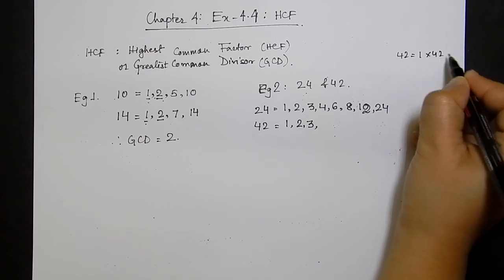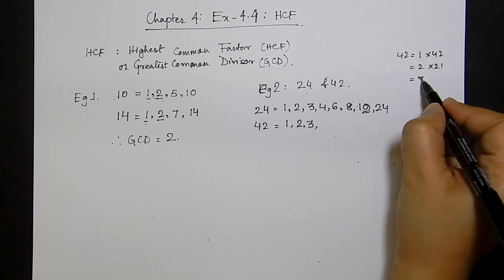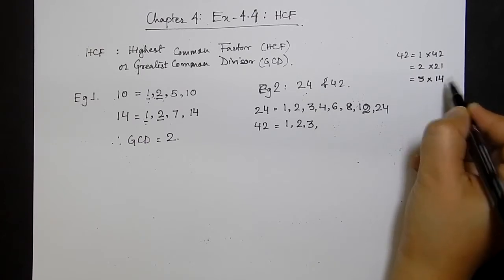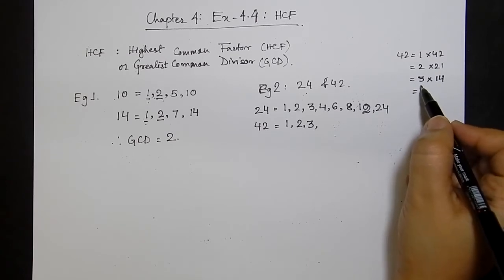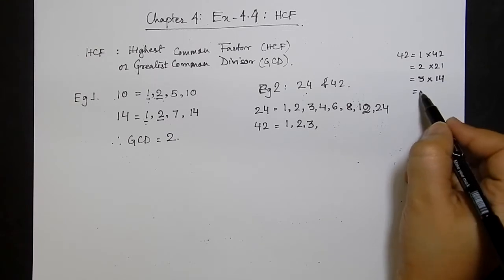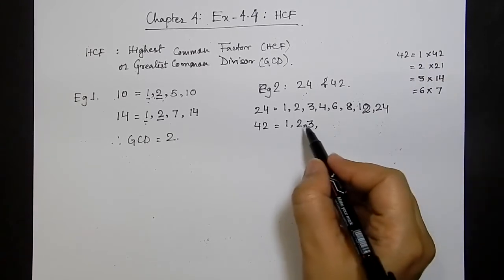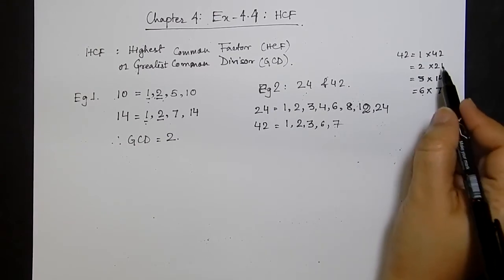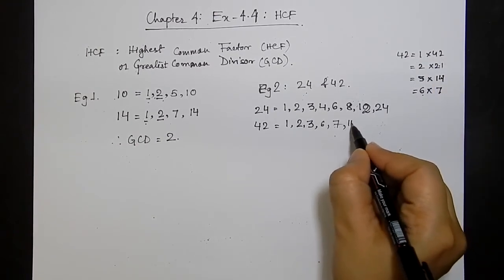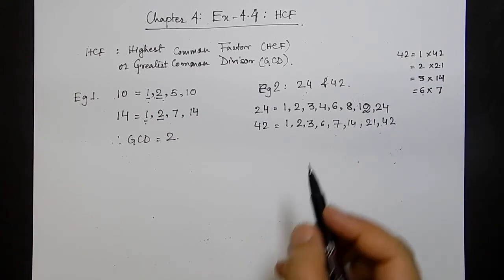1 into 42, 2 into 21, 3 into 14. Then 4 is not a factor. Then you will have 6, isn't it? 6 into 7 and then 7 into 6. So what are the factors? 1, 2, 3, 6, 7, 14, 21, 42. Now let us find out the common factors.